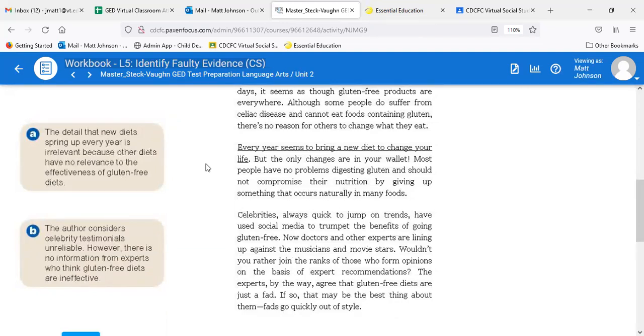Celebrities, always quick to jump on trends, have used social media to trumpet the benefits of going gluten-free. Now doctors and other experts are lining up against the musicians and movie stars. Would you rather join the ranks of those who form opinions on the basis of expert recommendations? The experts, by the way, agree that gluten-free diets are just a fad. If so, that may be the best thing about them. Fads go quickly out of style.